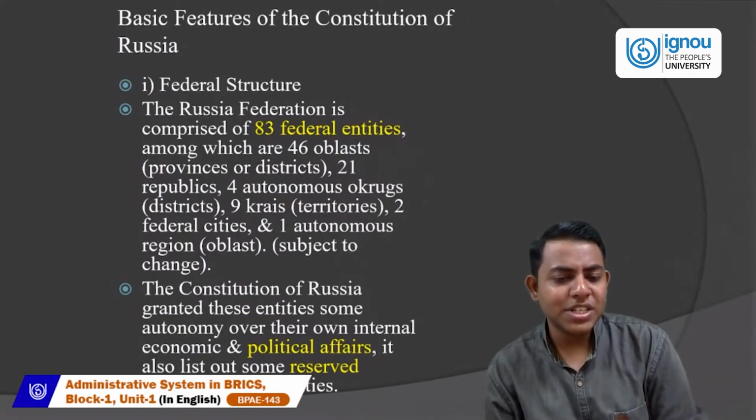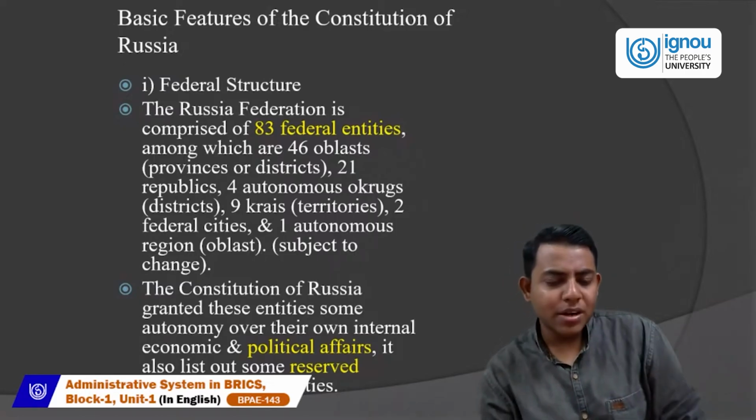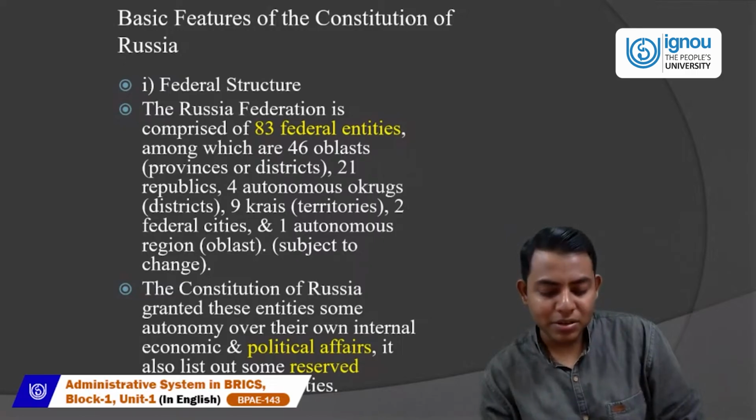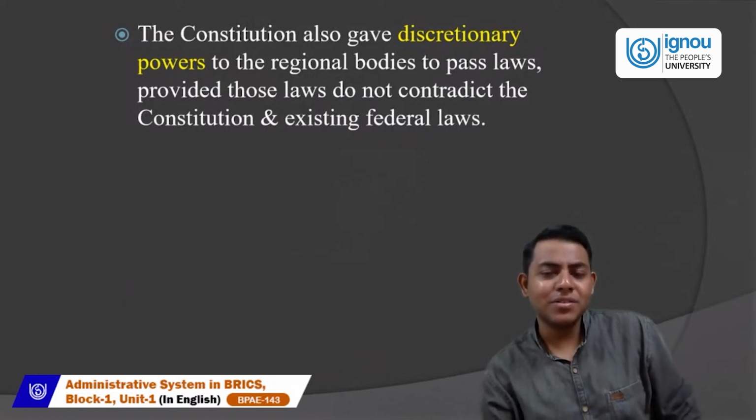The constitution of Russia granted these entities some autonomy over their own internal economic and political affairs. It also lists some reserved powers for these entities. It also gave discretionary powers to the regional bodies to pass laws, provided those laws do not contradict the constitution and existing federal laws.